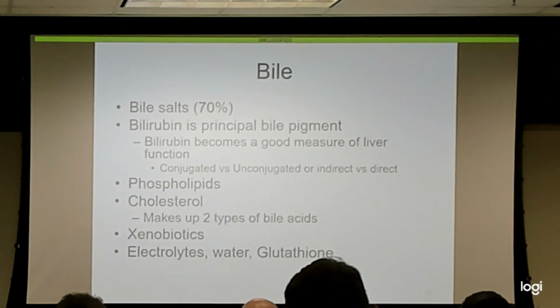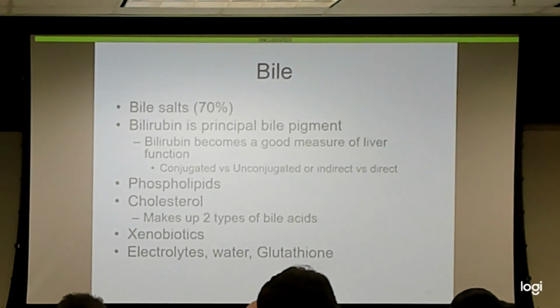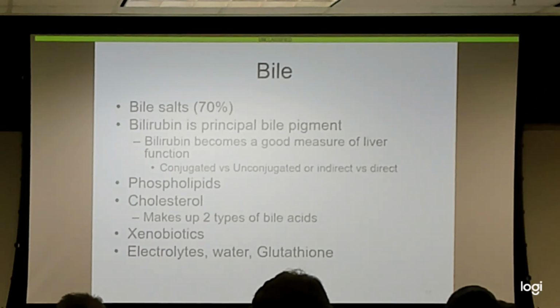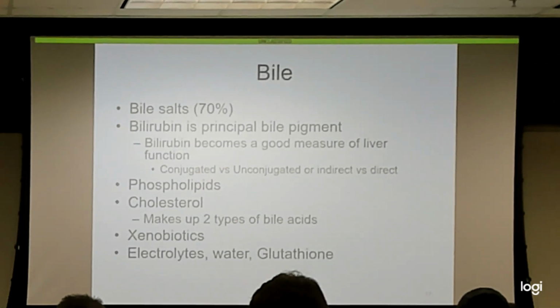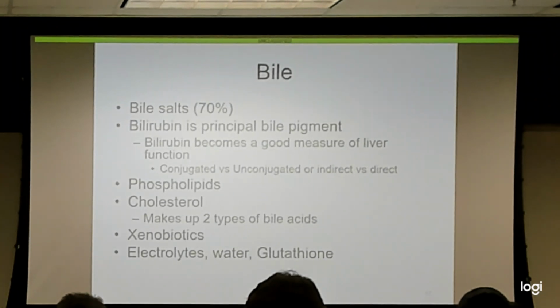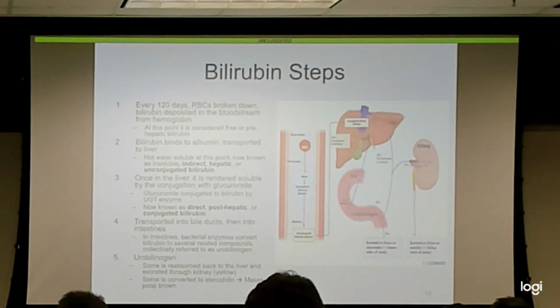And this is what bile is made up of. Your bile salts are about 70% of bile. And bilirubin is the principal bile pigment. You've got conjugated versus unconjugated, direct versus indirect. So when it becomes bile, is it conjugated or unconjugated? It's conjugated. All of you that are quiet will learn about that again, and learn about that some more.